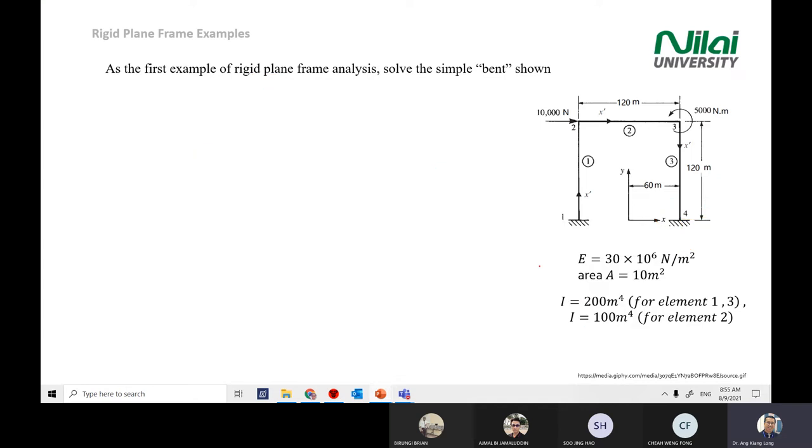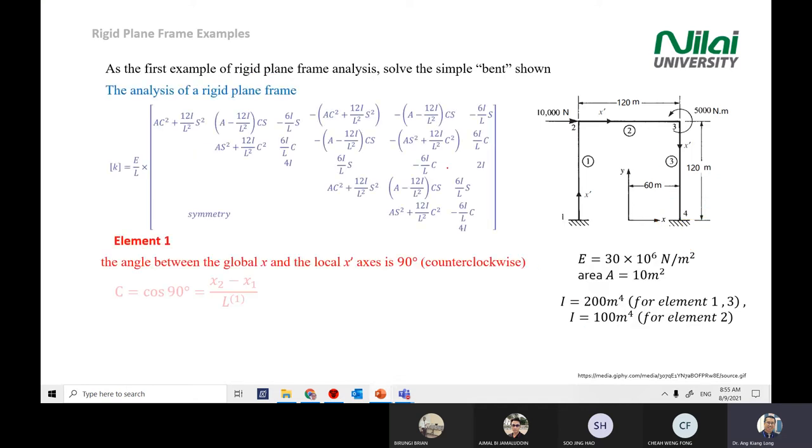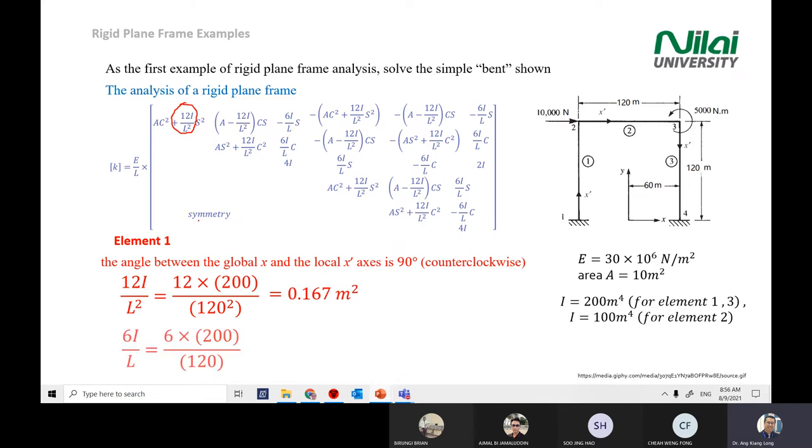Because this kind of question is snowballing. You have one step wrong, the whole question is gone already. So you calculate the first step, you write K, second step, you write cos and sine. After that, you do calculation for each one of the elements here. So element 1, the third step, you calculate 12EI divided by L cubed. You put in the value, 12 times 200, L is 120, you get this value, 0.167. The next one, you calculate 6EI divided by L squared, you substitute the I and L, you get one value. Then the third value you calculate is EA divided by L, substitute the value of E and L, you get one value.